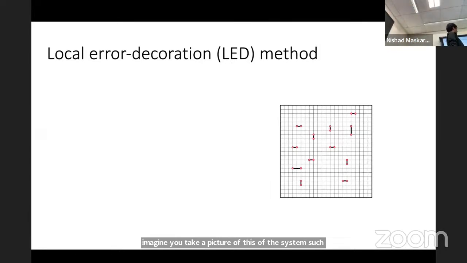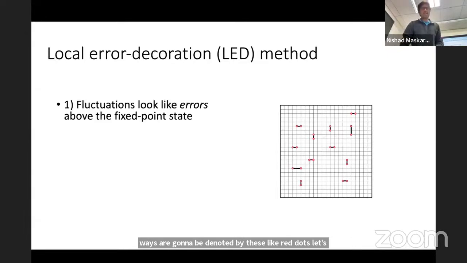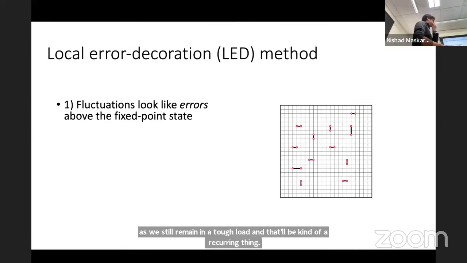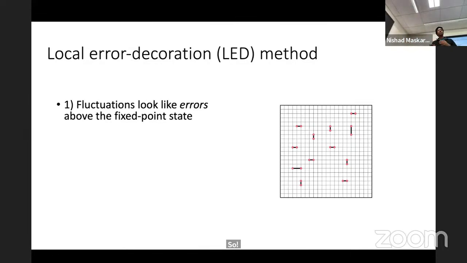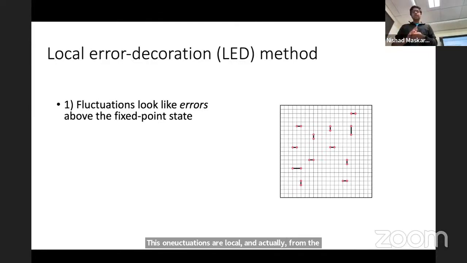The anyons are going to be denoted by these red dots. Let's just think about the anyons in the first step. Importantly, these anyons all correspond to fluctuations. And these fluctuations are always going to be local, as long as we still remain in the topological space. That'll be kind of a recurring theme. These fluctuations are local, and from the point of view of an error correcting code, if we think about the ground state as an error correcting code, these fluctuations look like errors above the ground state.